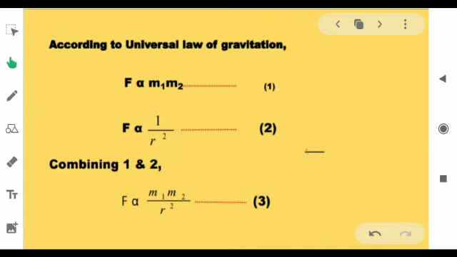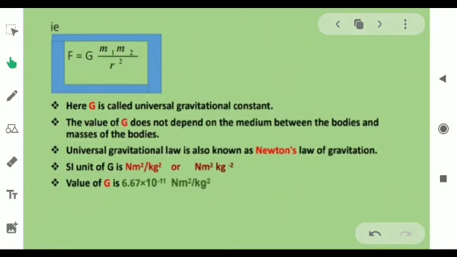Then the second part of the law: the attracting force is inversely proportional to the square of the distance between them. Therefore, F is proportional to 1 by r square, which can be taken as equation number 2. Clear? Combining equations 1 and 2, what will you get? F is proportional to m1 m2 by r square. Just combining these two equations, equation number 3. Clear? Yes.